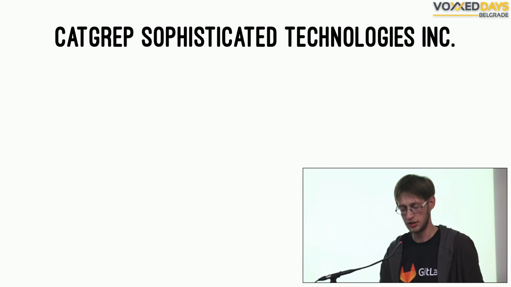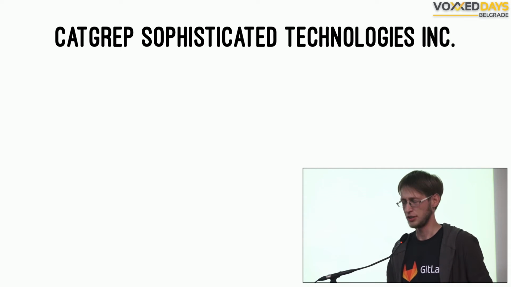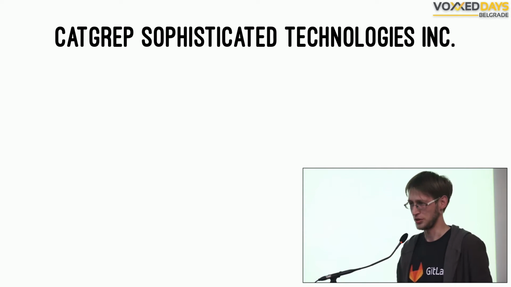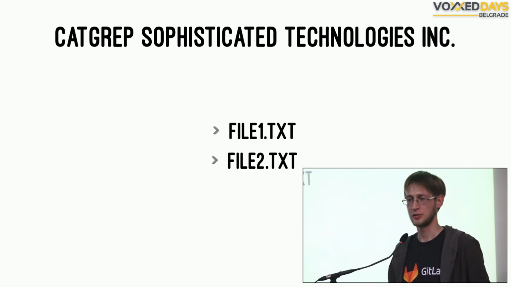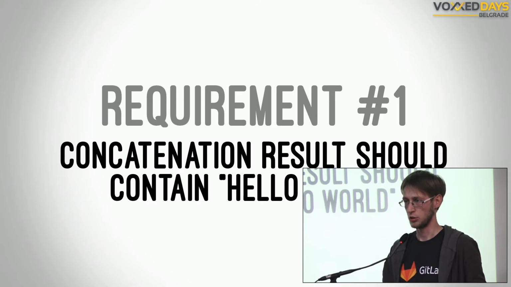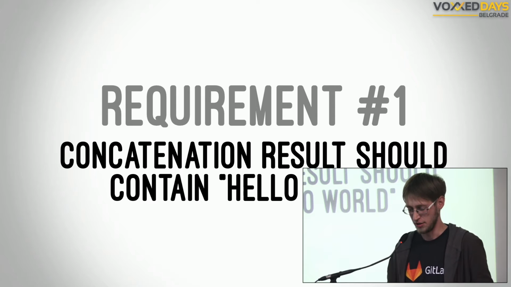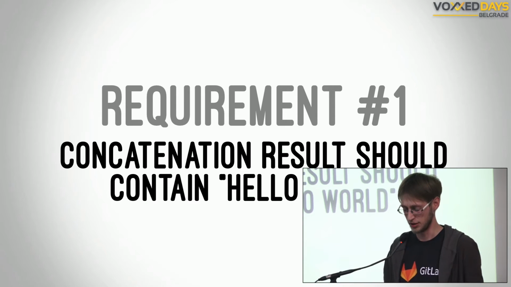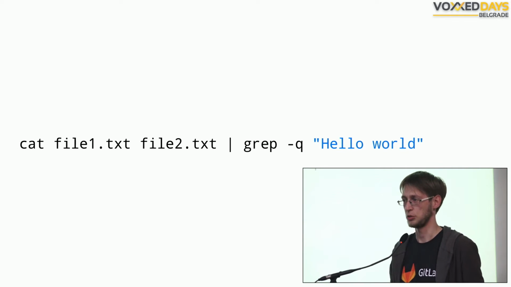I'm going to tell you a story, and you will see how easy and powerful GitLab CI is. Our story starts in a company called CatGrab Sophisticated Technologies Incorporated. This company has a product, and the product consists of two files, file 1 and file 2. There is a very strict, super important business requirement that the concatenation result of these two files should contain hello world. If it doesn't, then the whole software development department stays without a salary for a month. Yeah, it's super serious. Of course, there was one guy in your team who wrote a test script for this kind of problem, and that guy got a bonus from the management.